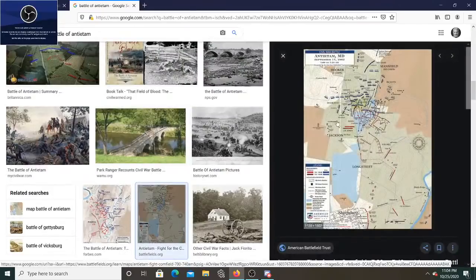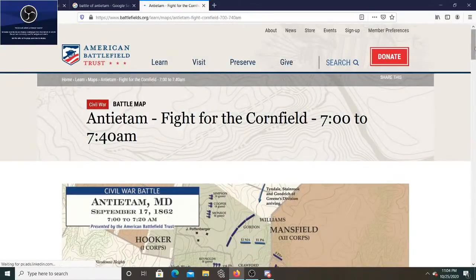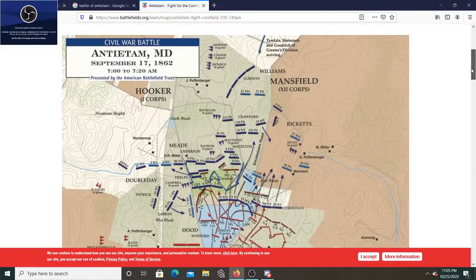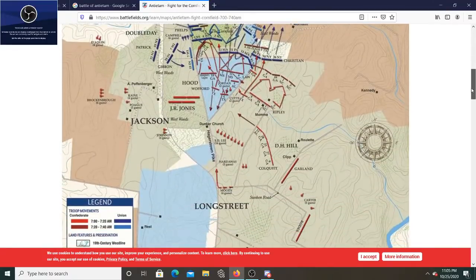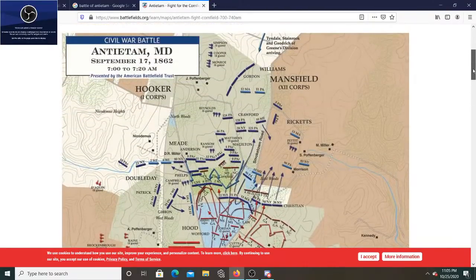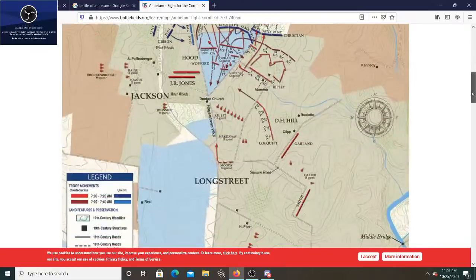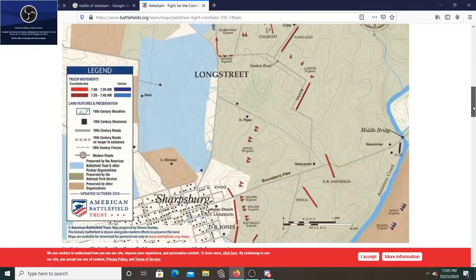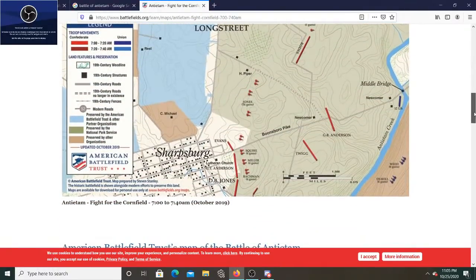But what Lee was thinking was, if I can somehow beat McClellan here, we've got a major victory on northern soil, and this might cause Britain to recognize the Confederacy, because this is the height of Britain's interest in intervening in the war on the Confederacy's side. The battle is not very well handled by McClellan.